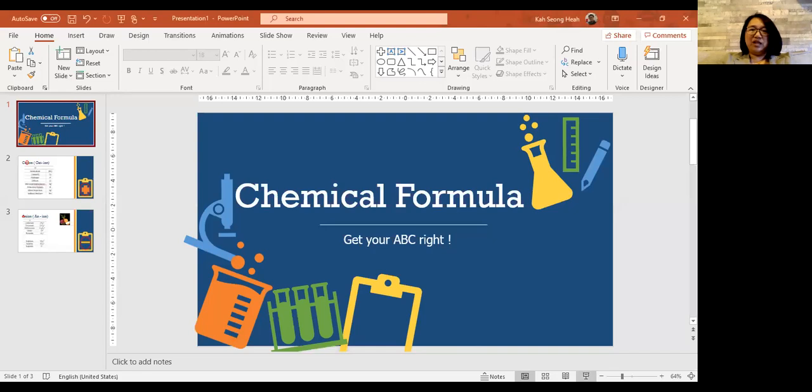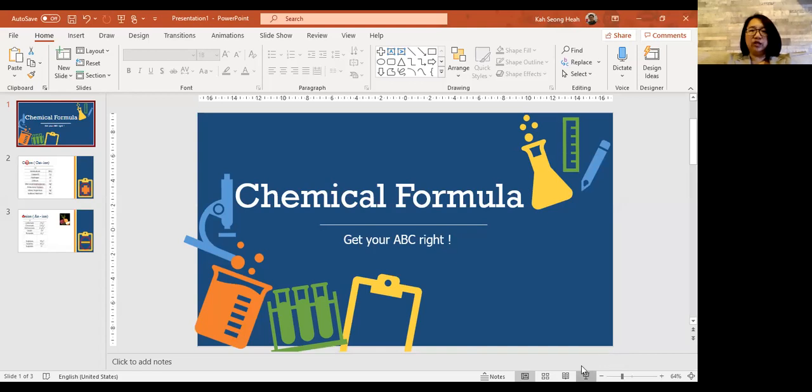If you're going to Form 4 next year, or Form 4 going to Form 5 next year, one of the most important things in learning chemistry will be to learn your formula well. Let me share with you a little bit of tips on how to do that. Okay, let's share screen. Learning chemistry, you have to learn the language, and the language will start from ABC.